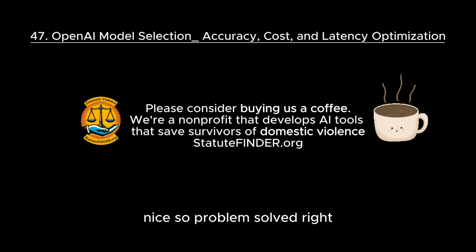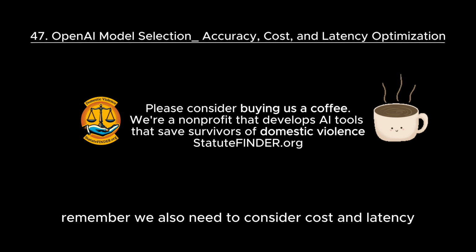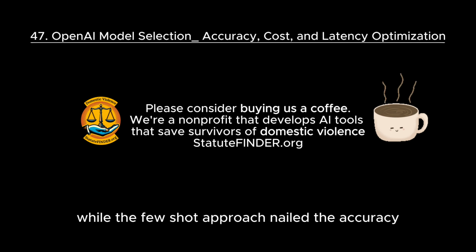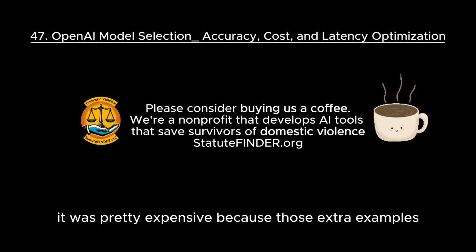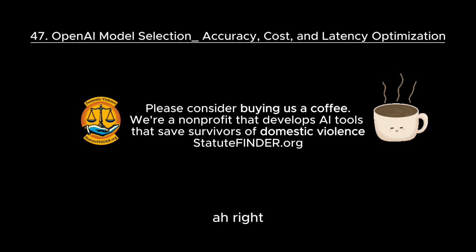Nice. So problem solved, right? We found the perfect approach. Well, not quite. Remember, we also need to consider cost and latency. While the few-shot approach nailed the accuracy, it was pretty expensive because those extra examples added more tokens to the prompt. Right. More tokens mean more processing power, which equals more cost.